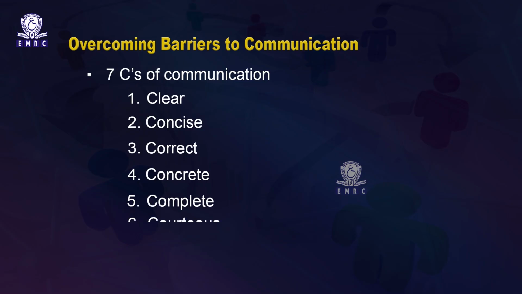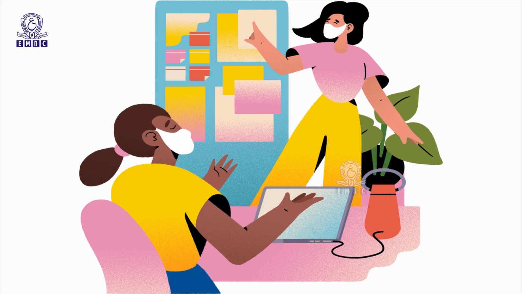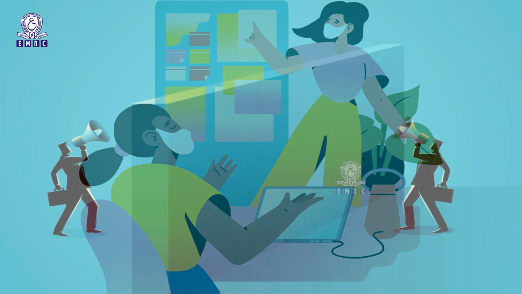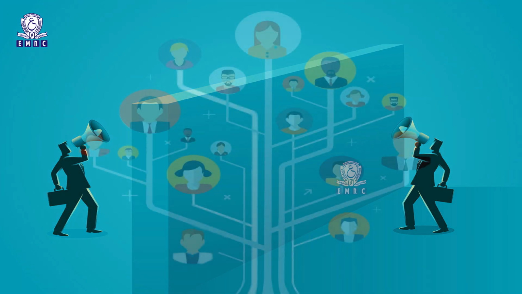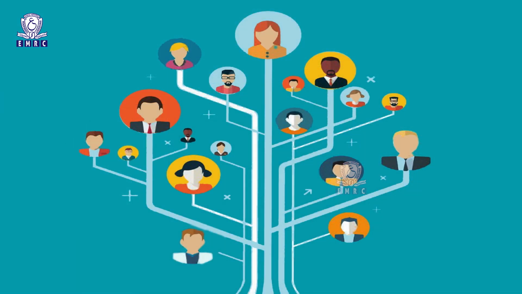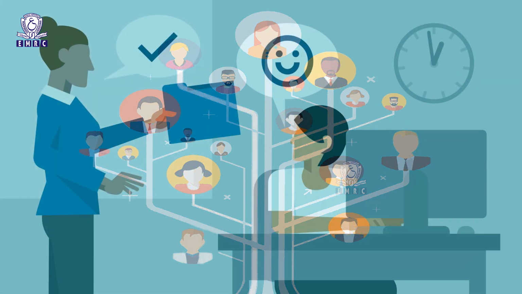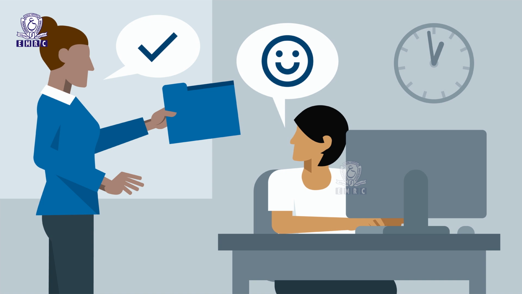The next C is courteous. A courteous communication involves open and honest communication. The message should be unbiased and should focus on conveying respect to the recipient. Considering the nature of the receiver before communicating makes the process courteous, smooth and effective.